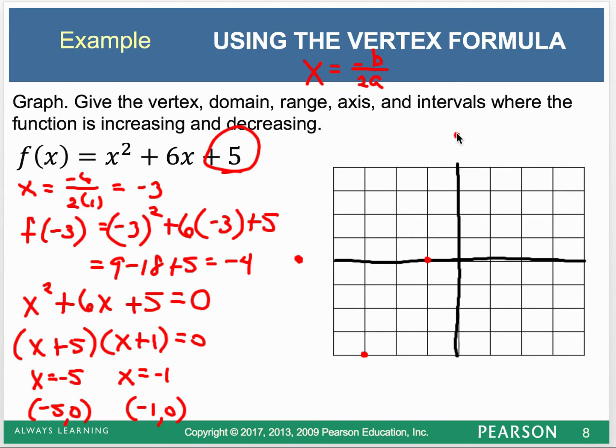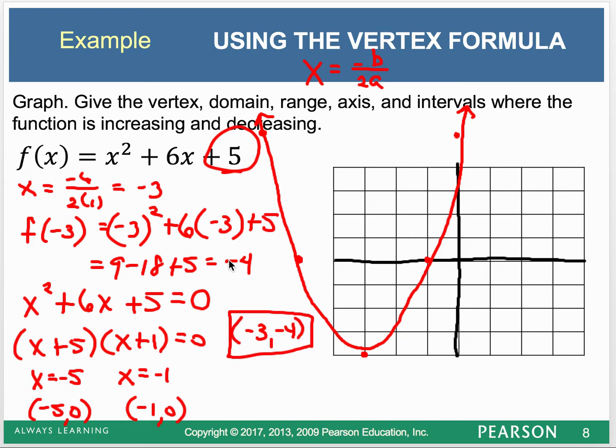Okay, and if I use symmetry, I know there's another point that's 1 away from this one right there, so 1 on the other side of that one. And then I can draw. Imagine I went through that. I'm not going to erase it. Y'all just imagine. Okay, so there's our graph. But then don't forget, it has to give the vertex. So our vertex was -3, -4.